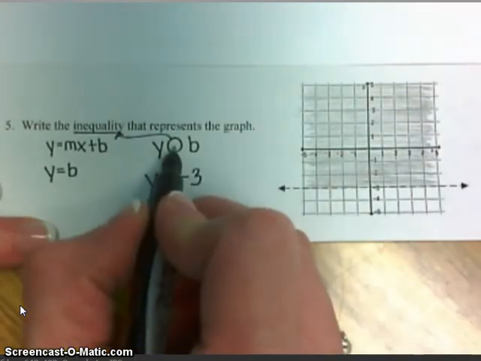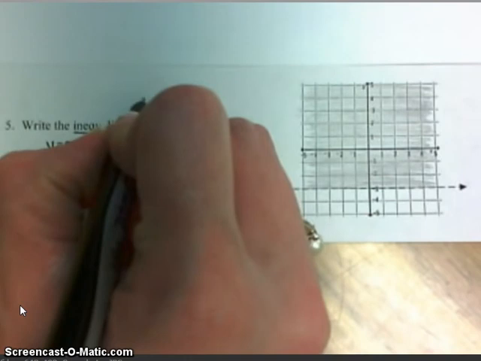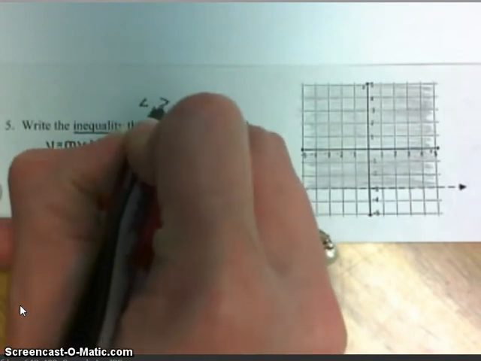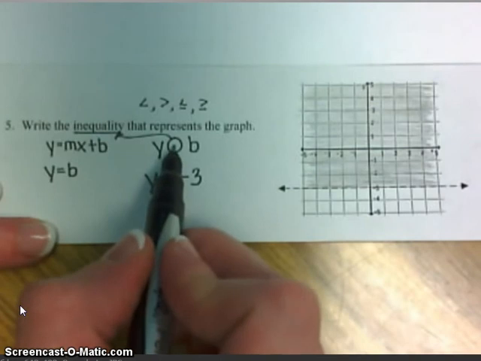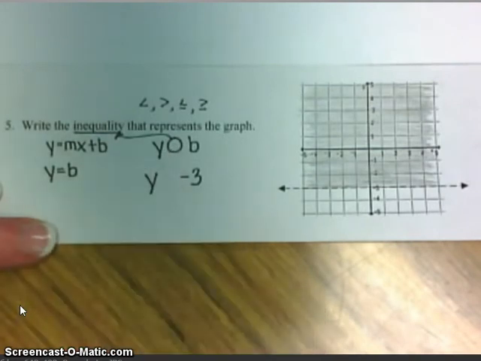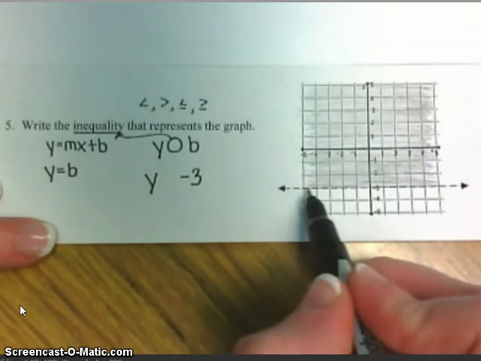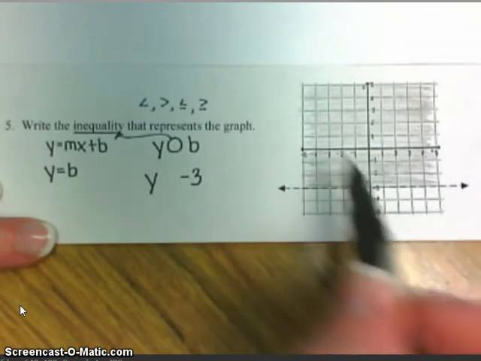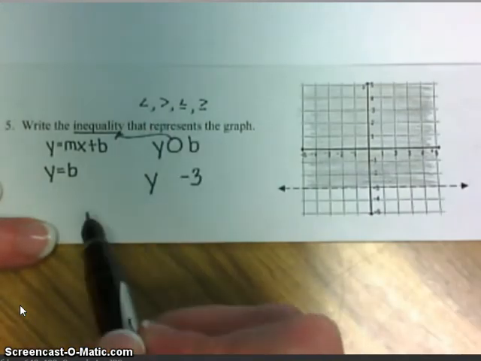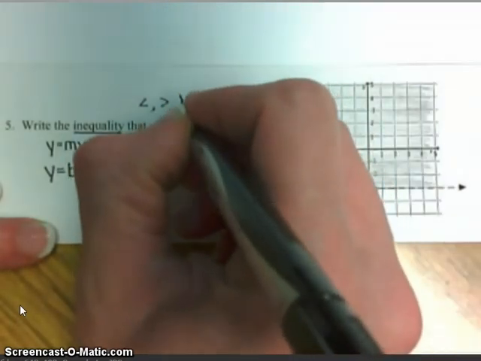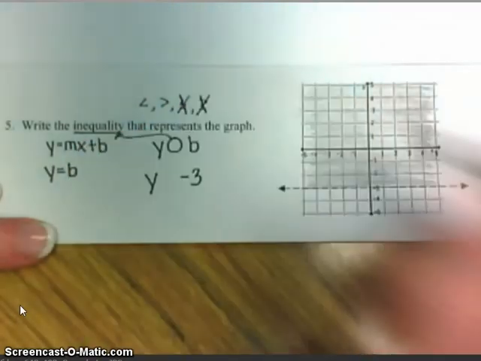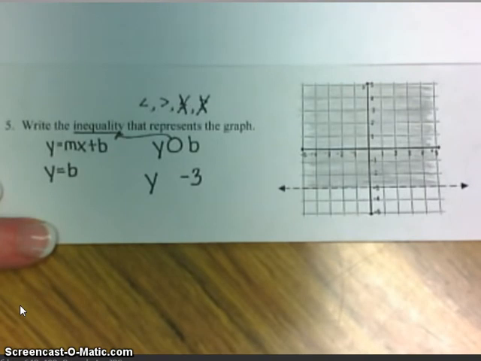Now we've got to figure out what the inequality symbol is. I've got 4 choices: less than, greater than, less than or equal to, greater than or equal to. These are my 4 choices for the inequality symbol that I'm going to put here in the middle. Let's look at our line. It's a dotted line, so that's automatically going to knock out 2 of these 4 choices. If I have a dotted line, that means I am not dealing with anything equal to that line. Now I'm down to a 50-50 shot on my answer.